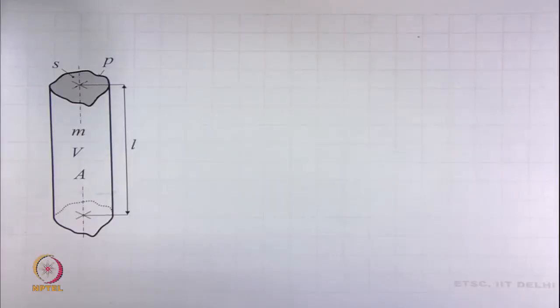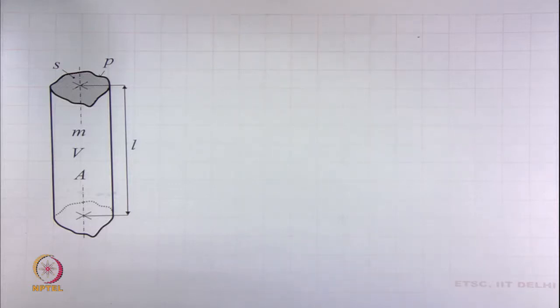If you remember, in the last class, we started with this scheme of a single fiber. L denotes the length of the fiber, S denotes the cross sectional area of the fiber, P denotes the perimeter of the fiber, M denotes the mass of the fiber, V denotes the volume of the fiber, and capital A denotes the surface area of the fiber.